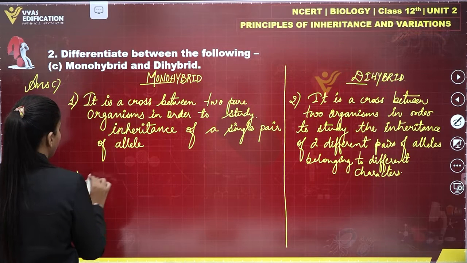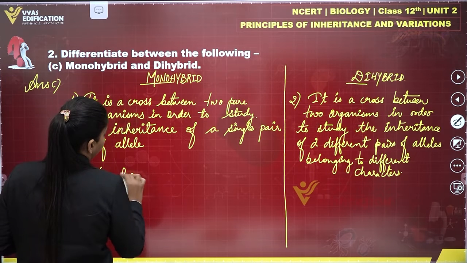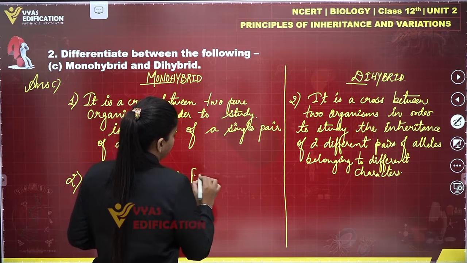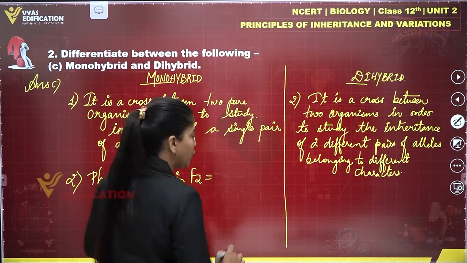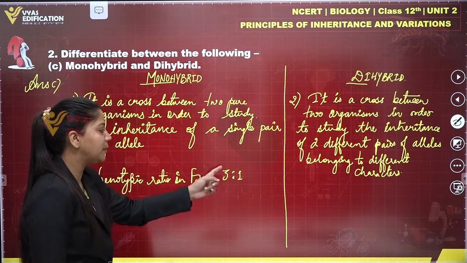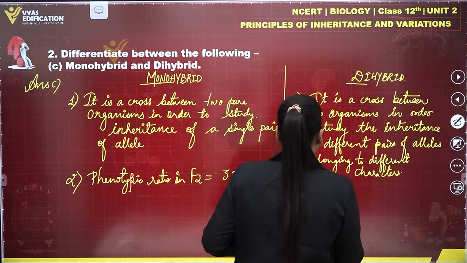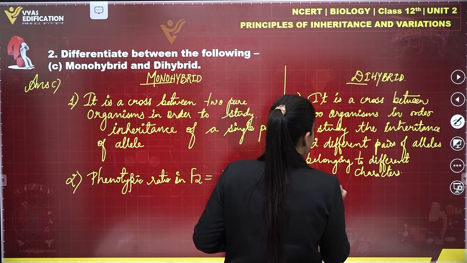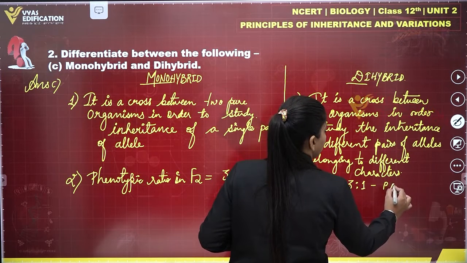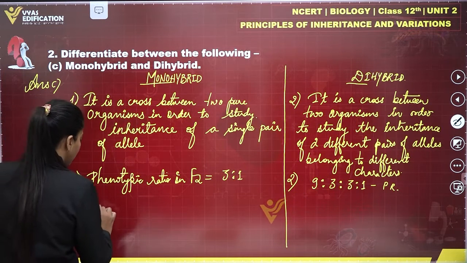If we talk about the ratios, then the phenotypic ratio in F2 generation, in case of monohybrid cross, is a 3:1 ratio. Alright, 3:1 ratio, that means 3 are tall and 1 is dwarf. And in case of dihybrid cross, we have 9:3:3:1 as phenotypic ratio.